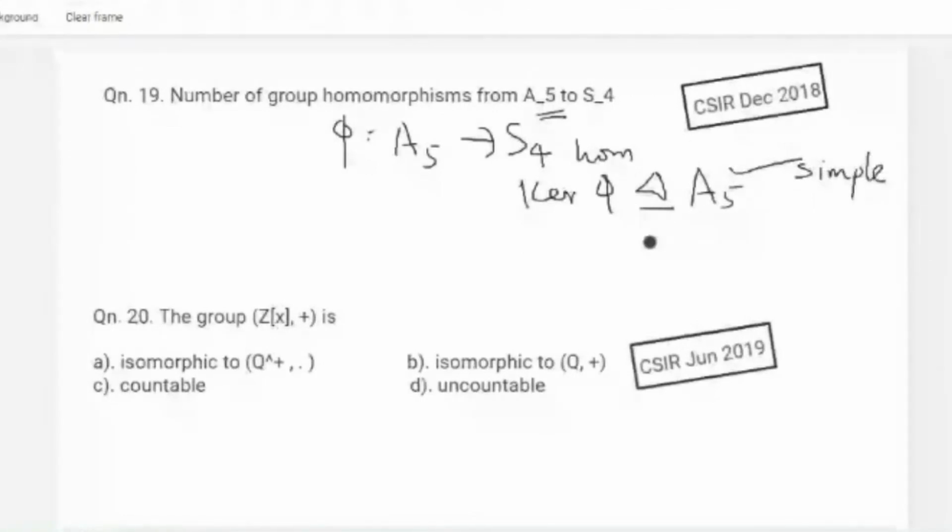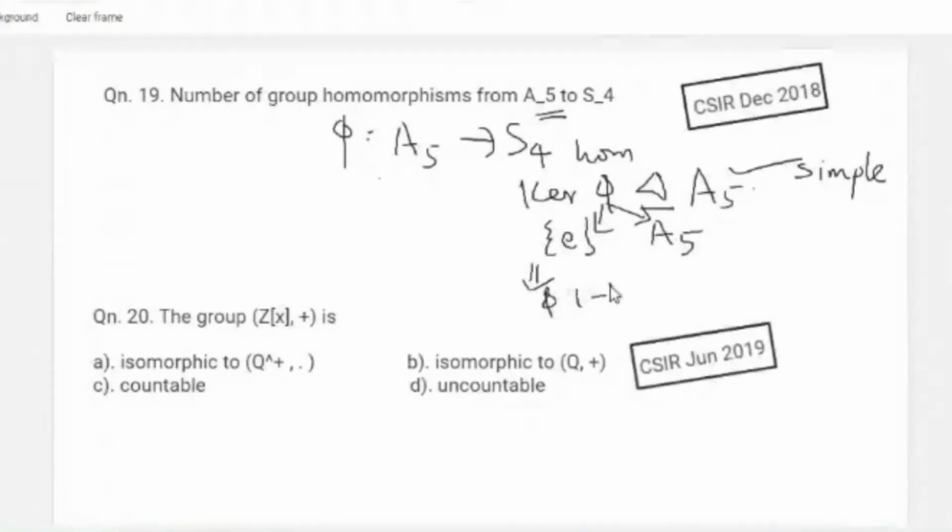For all n greater than or equal to 5, alternating groups are simple. That's a very good result in permutation groups. So its only normal subgroups are the trivial subgroup and the entire group. So if there is a homomorphism, its kernel must be either the trivial group or the entire group A5. Kernel is trivial means the map is 1-1.